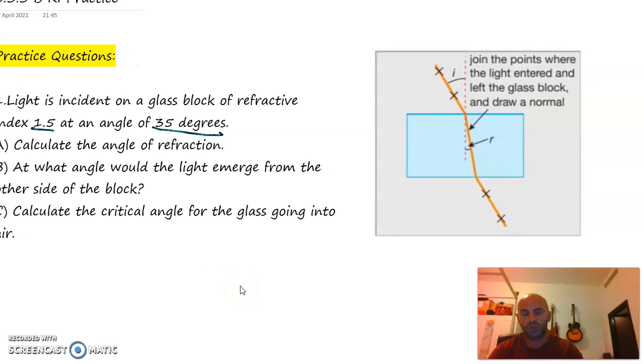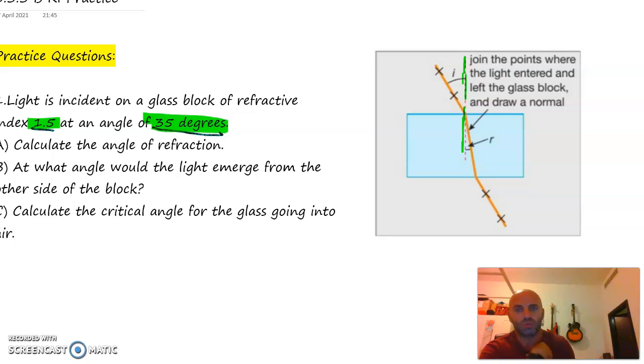Okay, so just going through one sample question here on refractive index. Light is incident on a glass block of refractive index 1.5 and at an angle of 35 degrees. Now, we're assuming that 35 degrees is taken off the normal line. Remember, that's the normal line there.